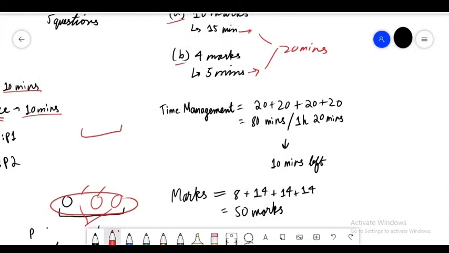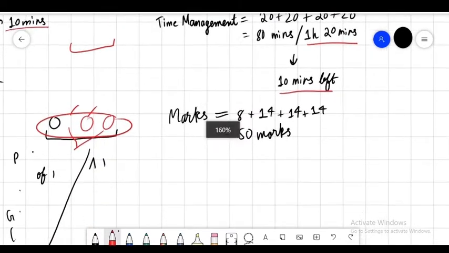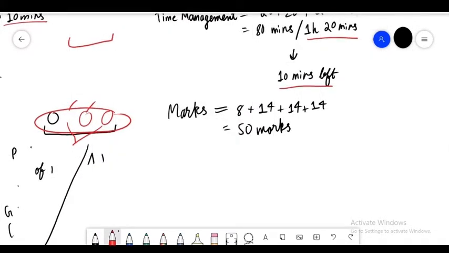Talking about time management, if you spend 20 minutes on each of the questions, you'll be done in 1 hour 20 minutes, and then you'll have 10 minutes left at the end of the exam. You can flip through the pages and recheck your answers. Talking about the marks, 8 marks for the first question, and then 14, 14, and 14. These 2 are the optional ones that you choose, and this is the compulsory second question. This is question 1, this is question 2, and this can either be 3 and 4, 4 and 5, or 3 and 5. So it'll add up to 50 marks.